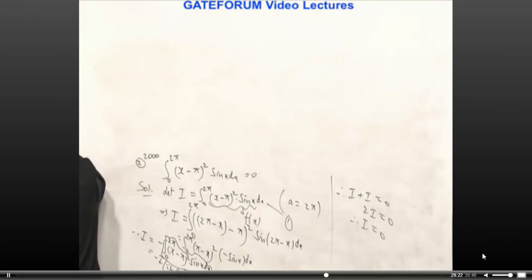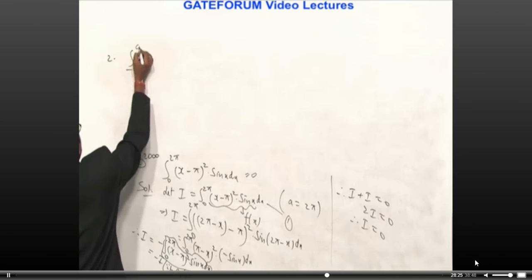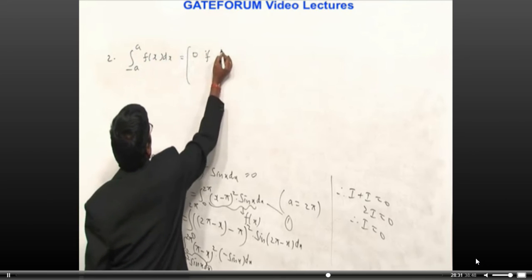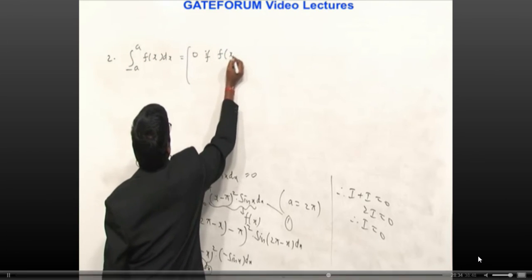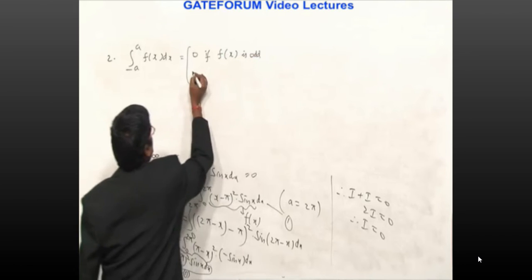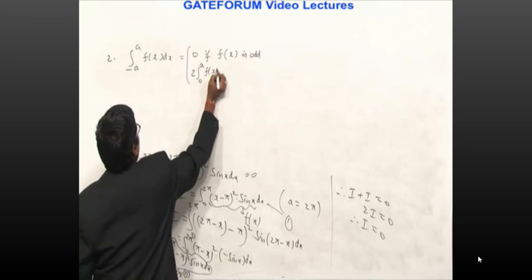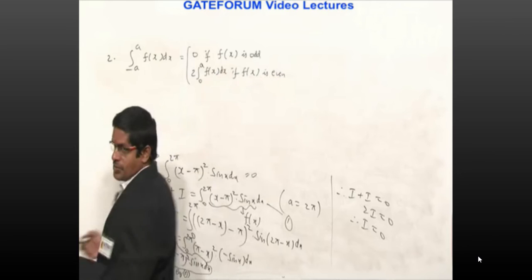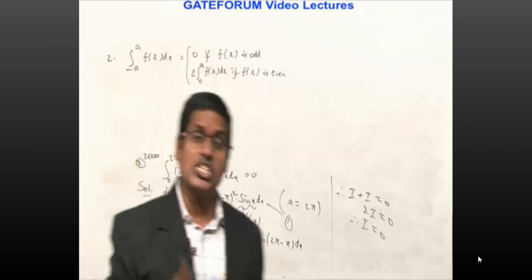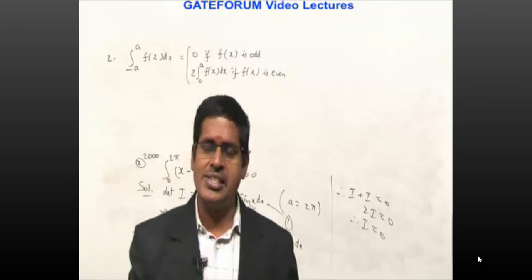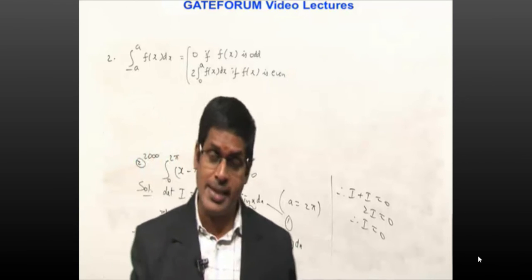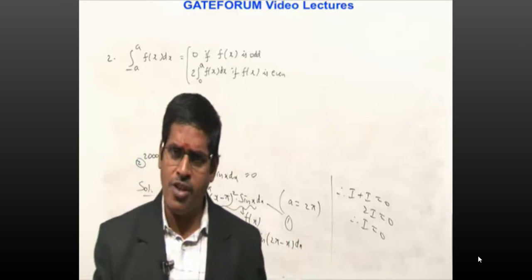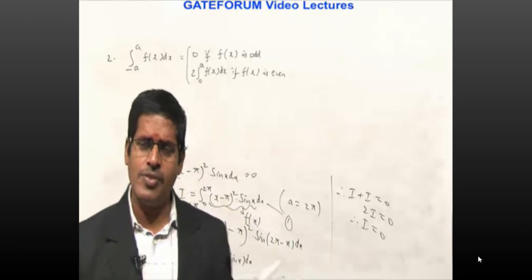Second property, property 2: integral from minus a to a of f of x dx is equal to 0 if f of x is an odd function, otherwise 2 into integral 0 to a of f of x dx if f of x is an even function. Whenever the limits are the same but opposite in sign, minus a to a, immediately check whether the integrand f(x) is an odd function or an even function. I have already given some standard examples, so that you save time and steps also. One answer is 0, the other is 2 into integral 0 to a of f of x dx. In the case of odd, 0. In the case of even, twice 0 to a.